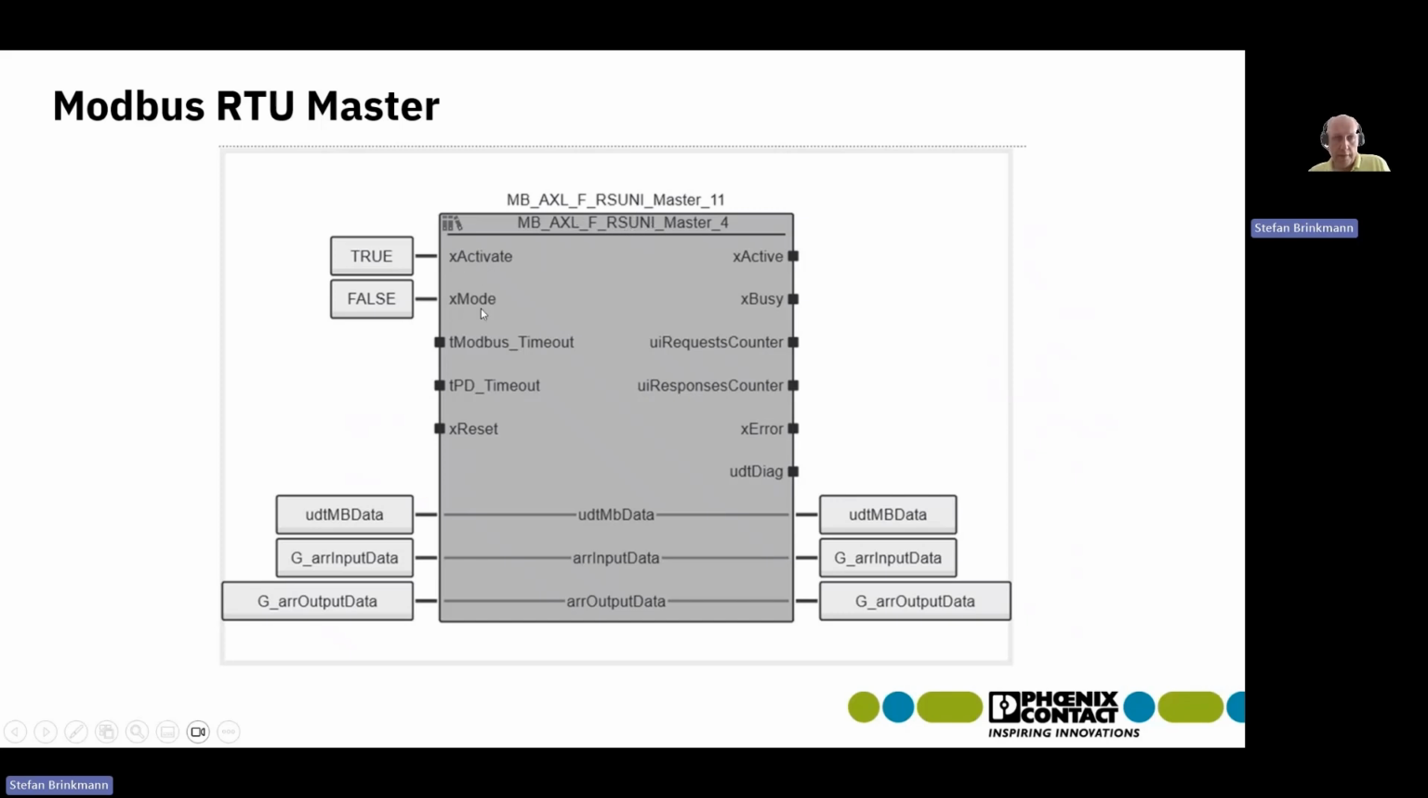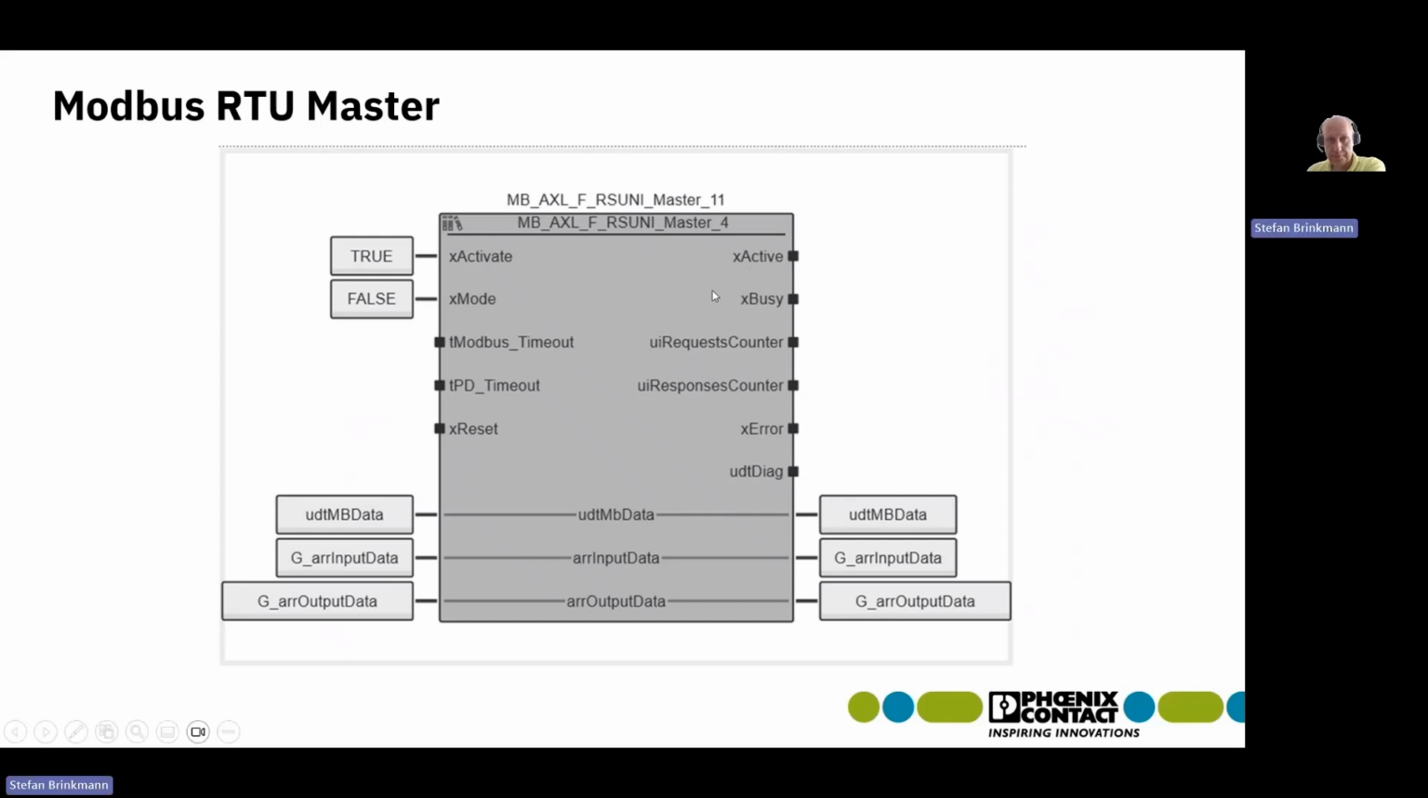The function block can be activated, and with the mode you can select: if it's set to false, then the RSUni needs to be set or configured as transparent. If you set this mode to true, then the Modbus data. This is just the interface to the other function blocks that will follow. And then we have two arrays here, one for input data and one for output data. And this is the process data that is connected to the RSUni module.